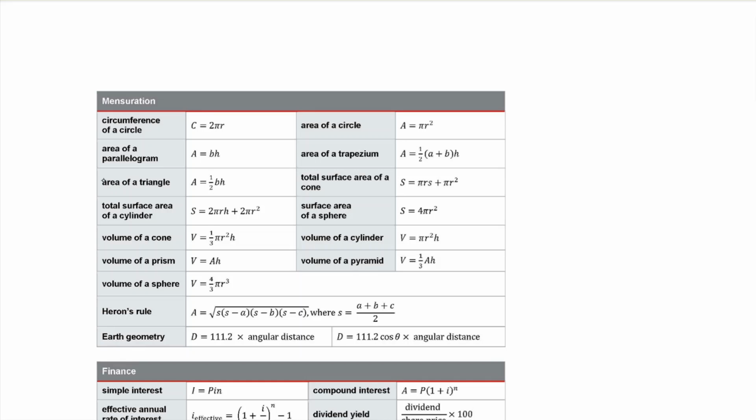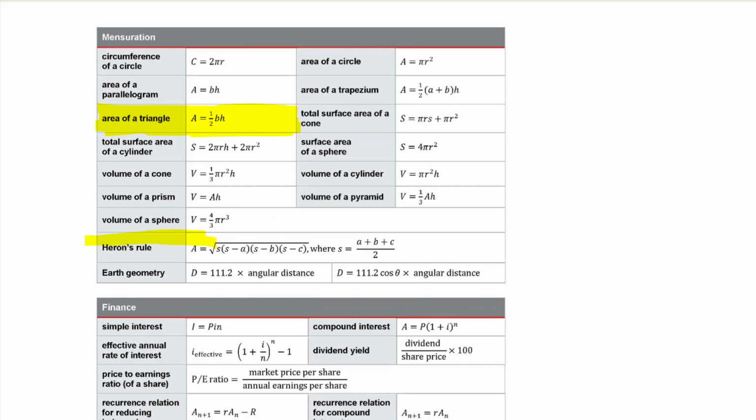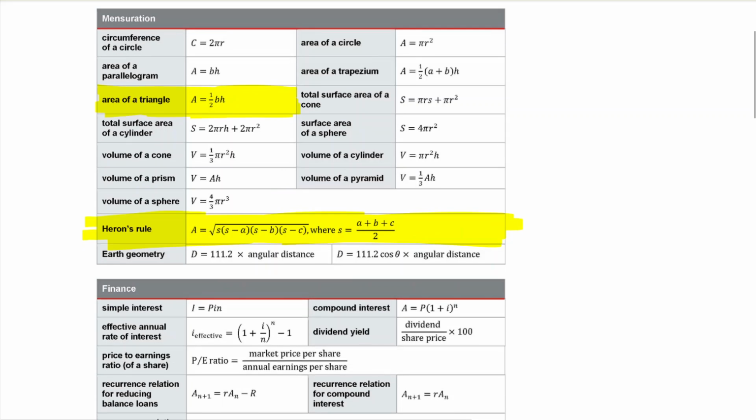So there is area of a triangle. You're going to need that formula. There is Heron's formula. That's also for finding the area of a triangle when you're given 3 sides. So if it's not a right angle triangle and you're given 3 sides, you're going to have to use that formula. We don't do earth geometry until next year.